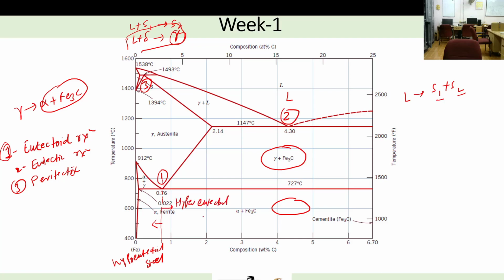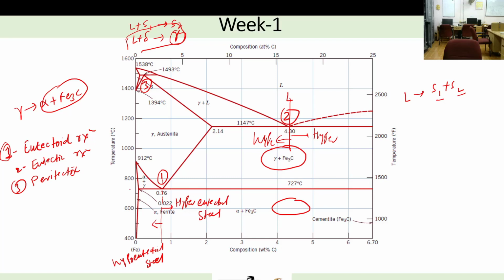Hypoeutectoid steel, right? Similarly, if it is higher than 0.76, then that is called hypereutectoid steel, right? And if you are in the eutectic composition, at a very high carbon concentration, then here also you can divide it. This side it will be hyper, and this side it will be hypo, right? So these are the major reactions, and this is the nomenclature that we give for different composition steels.